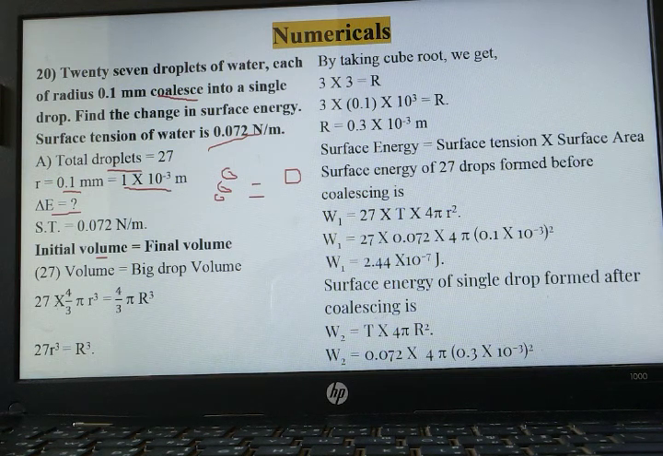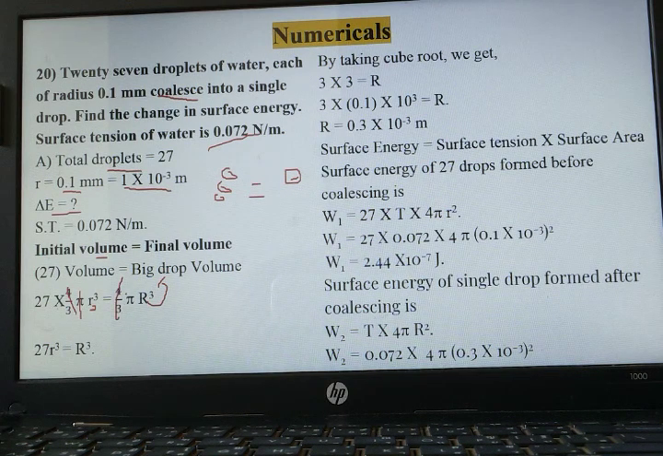So we can write 27 into 4 upon 3 pi r cube, where r is denoting the small radius, equals the big drop, 4 upon 3 pi R cube, where R is denoting the single big radius. Now 27, what will happen? 4 upon 3 will get cancelled, pi will get cancelled.